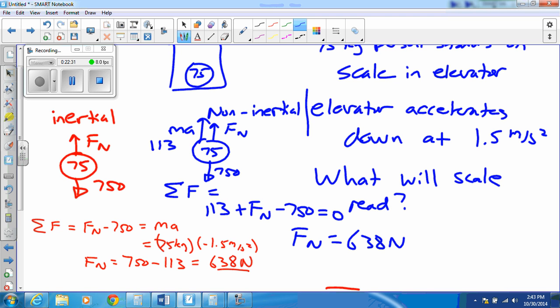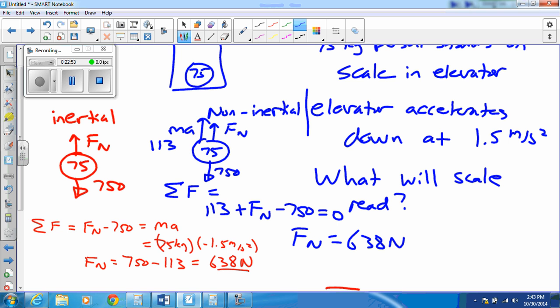No. The purpose of doing the fictitious force in non-inertial reference frames is that you can choose whichever one is most convenient for you. You can either look at it from the outside and do sum of forces equals ma, or you can look at it from the inside and do sum of forces equals ma. Whichever one makes more conceptual sense.